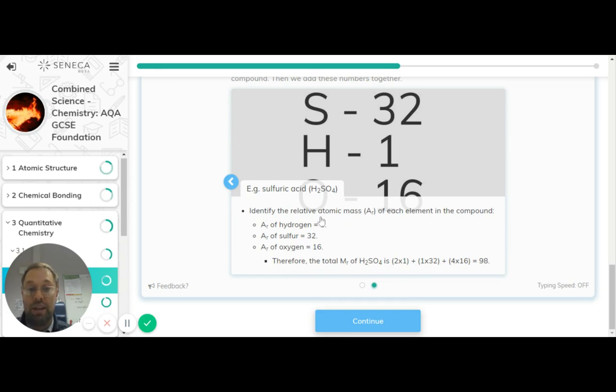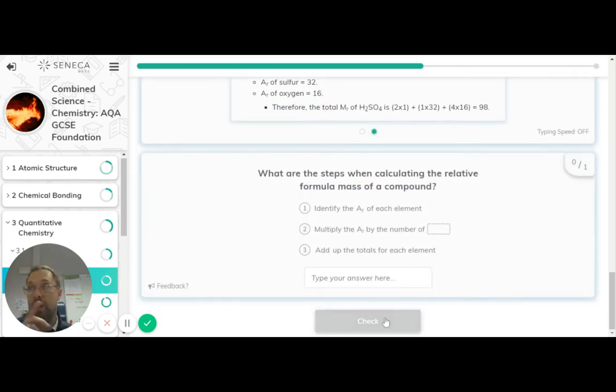So we've just got to add up the individual relative atomic masses. Hydrogen's 1, sulfur's 32, oxygen's 16. But H2 means there's 2 hydrogens. So I've got 1 times 2, because there's 2 hydrogens. I've got sulfur, which is 32. Well, there's 1 of those, so 1 times 32. And if we look, oxygens, there's 4. So 16 is the relative atomic mass of oxygen, 4 times 16. Multiply them, then add them together, and we get 98 for that one.